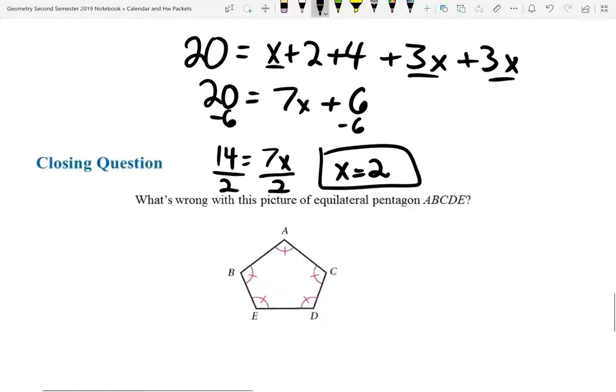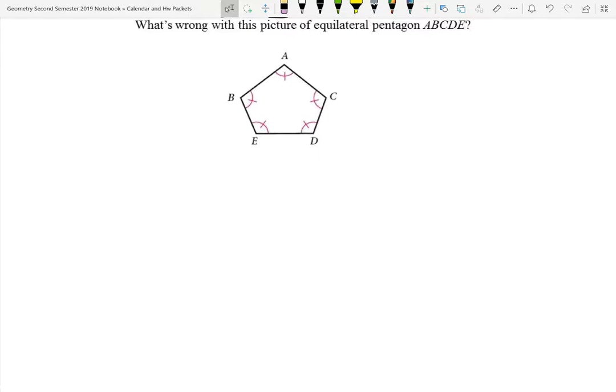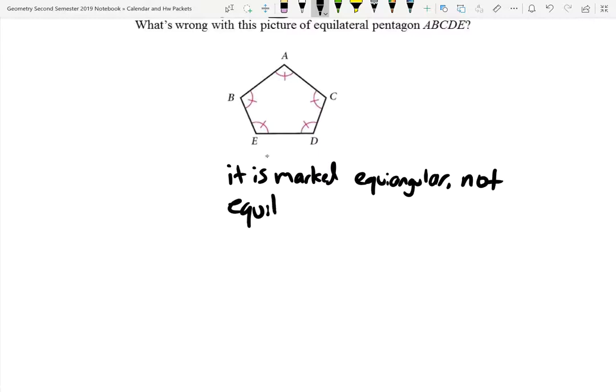And closing question. What's wrong with this picture of equilateral pentagon ABCDE? Well, look at this pentagon. It is marked equiangular, not equilateral. If it was marked equilateral, then it would have dashes here showing that all of the sides are the same. And besides that, it doesn't even look anywhere close to being equilateral anyway.